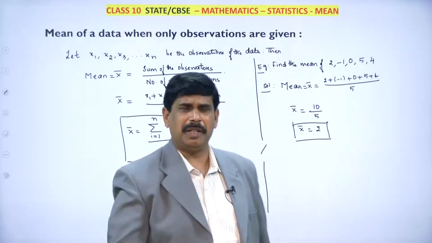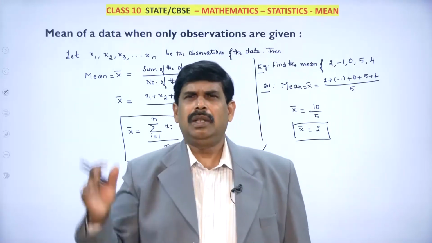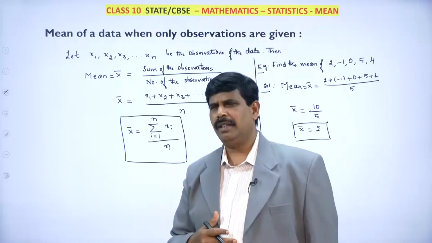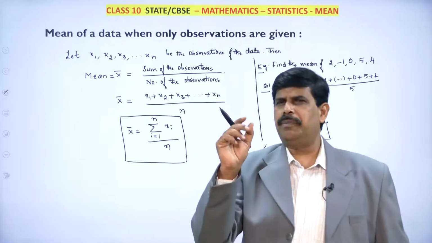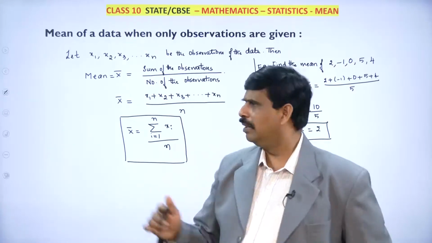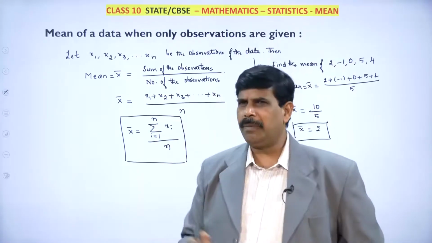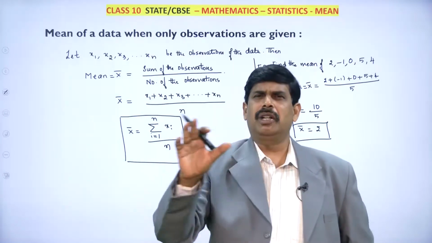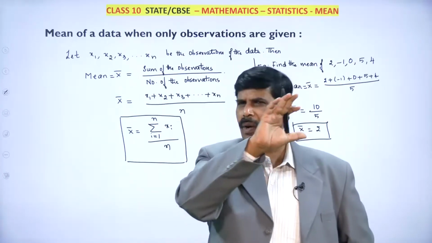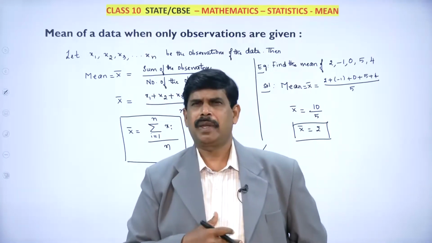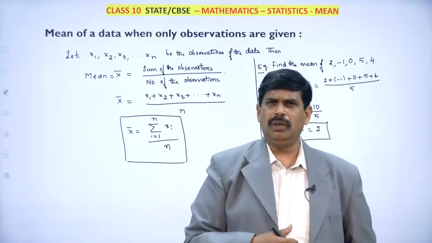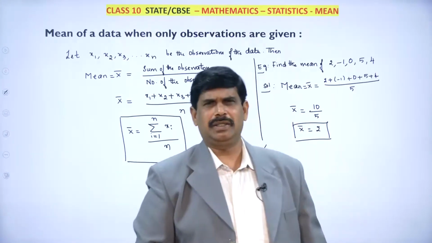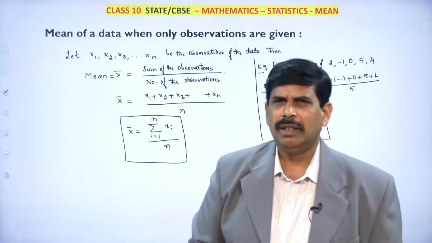It is not necessary that you should get a whole number. It can come in decimals also. So what do you mean by mean when only observations are given? How do we get mean? The sum of the observations by number of observations. You should add all the values, that is divided by number of observations. Is it clear, children?